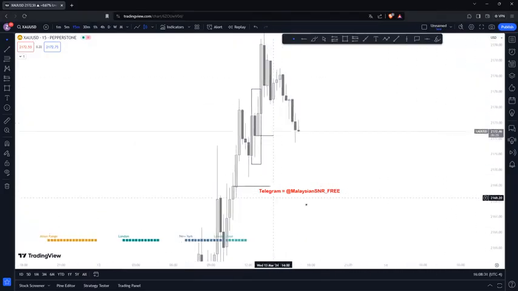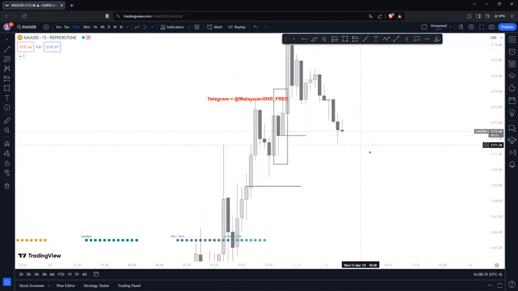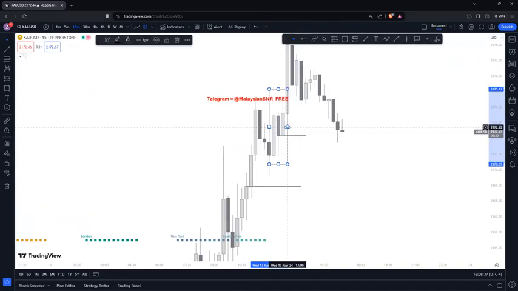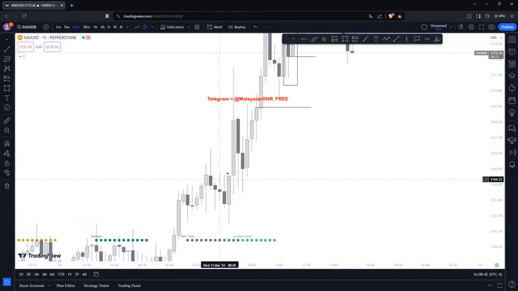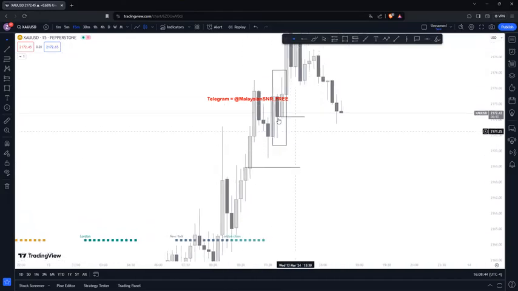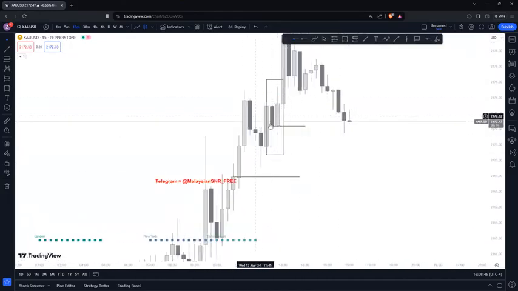So for the guys that don't know how to mark a QM, it is very common. You guys must have heard of that. Some guys that are still learning Malaysian SNR have problems with marking that. So I'm going to show you a very good tip on how simple it is. So here, what type of key level is this?